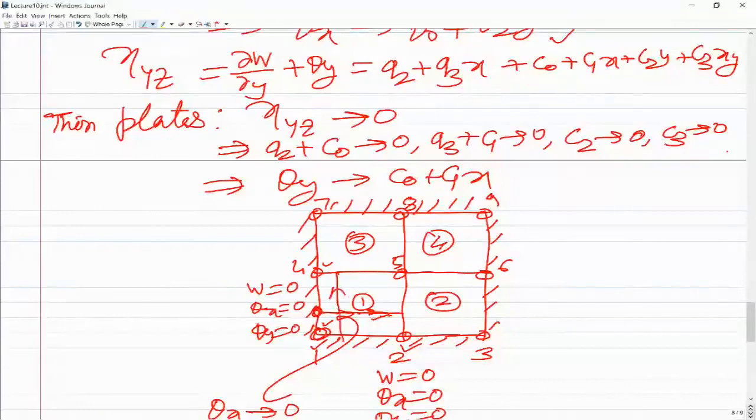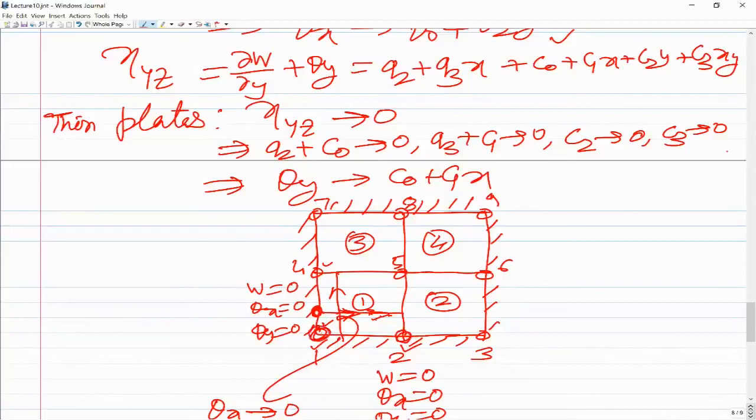That is, theta x and theta y both would be 0 along y also, because they are 0 on the boundaries, both theta x and theta y. So that is how theta x is linear in y, constant along x, and that constant value is 0 here, so it would be 0 throughout. And theta y is linear in x, but it is 0 at 2 points along the x direction. That is, at this point it is 0, at this point also it is 0. So it would be 0 because those two constants c0 and c1 would be 0.